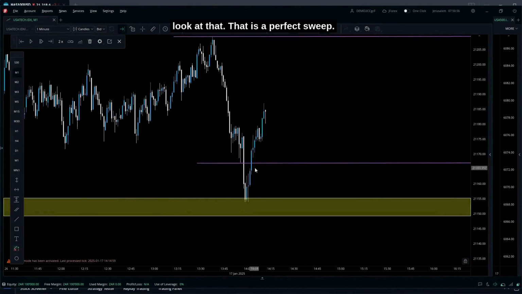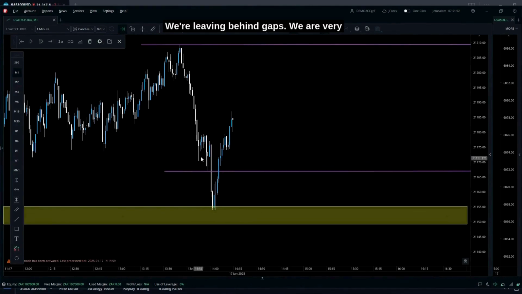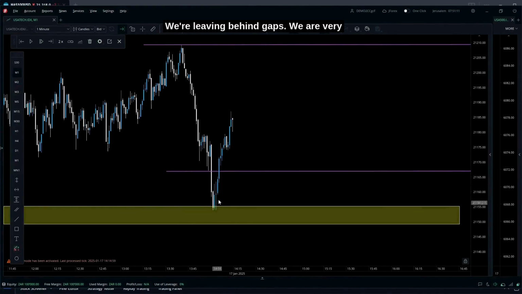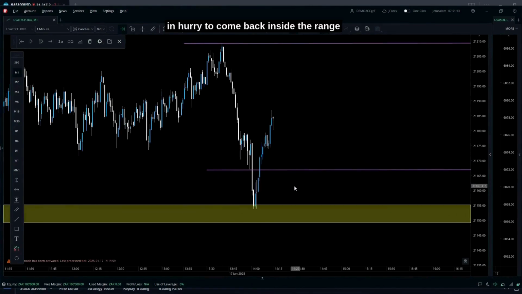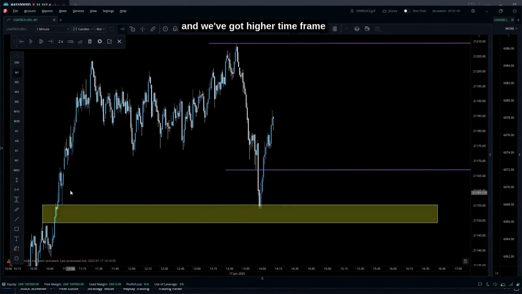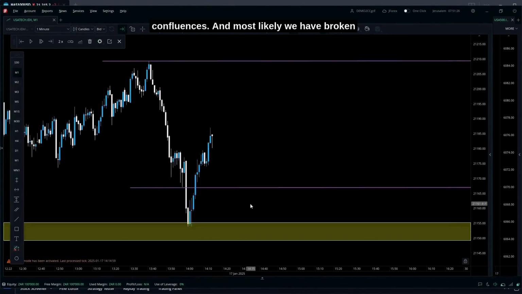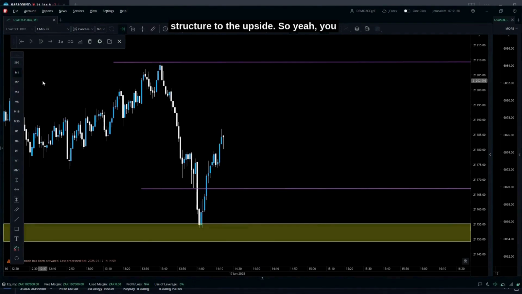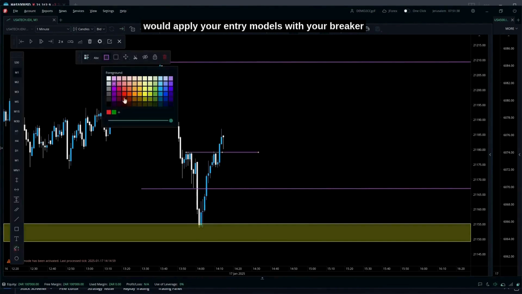And look at that. That is a perfect sweep. We're leaving behind gaps. We are in a hurry to come back inside the range, and we've got higher time frame confluences. And most likely we have broken structure to the upside. So yeah, you would apply your entry models with your breaker structure, order block, fair value gap entry, whichever you'd like.